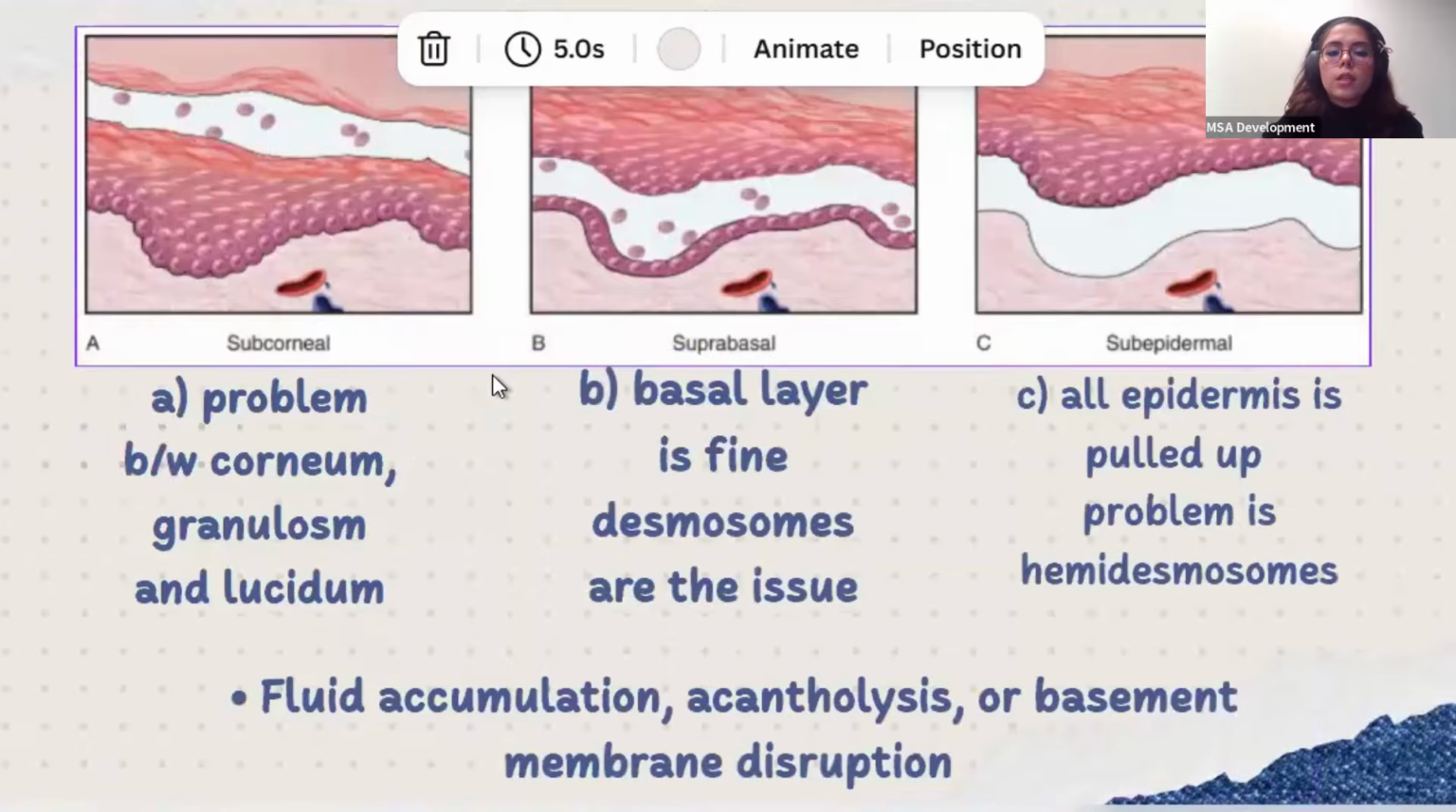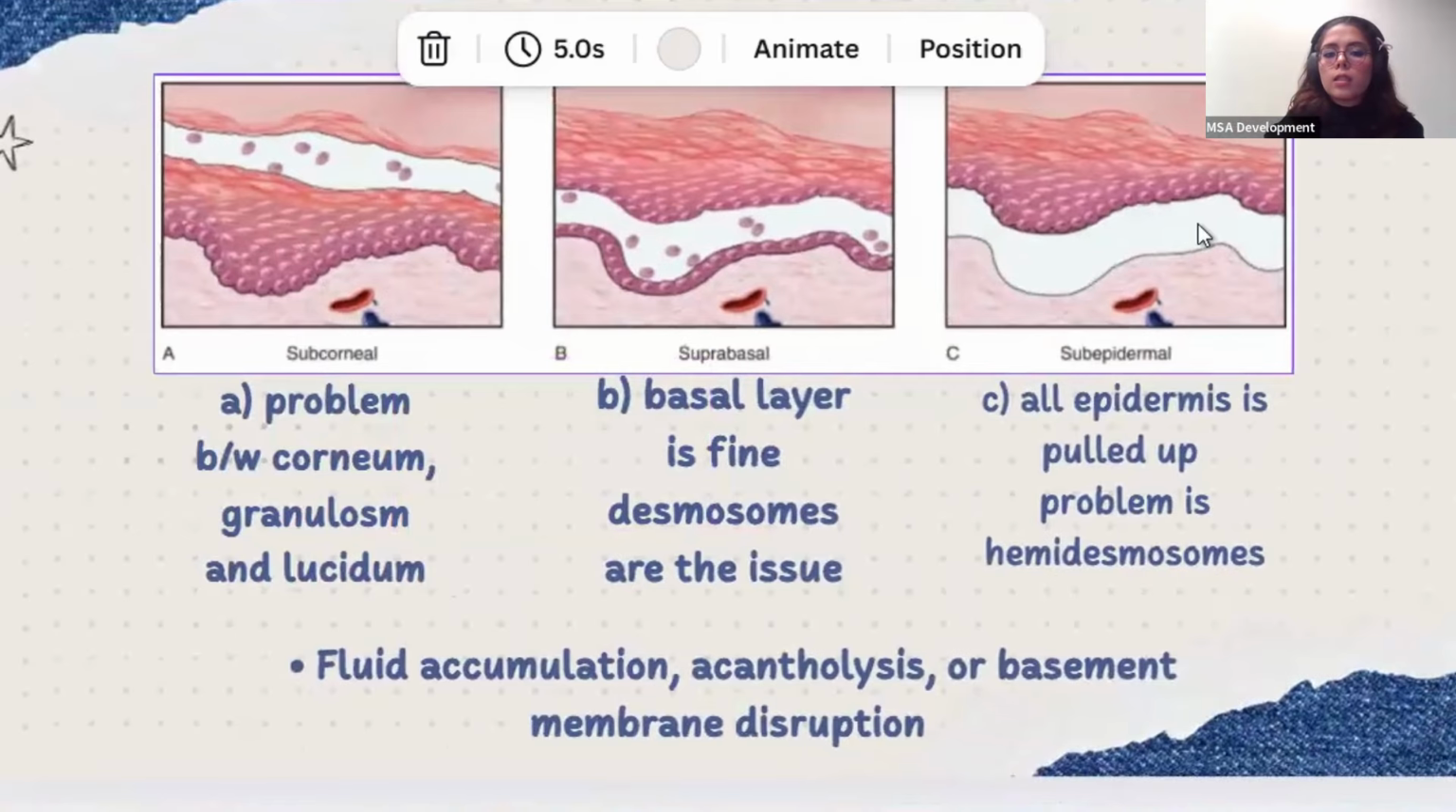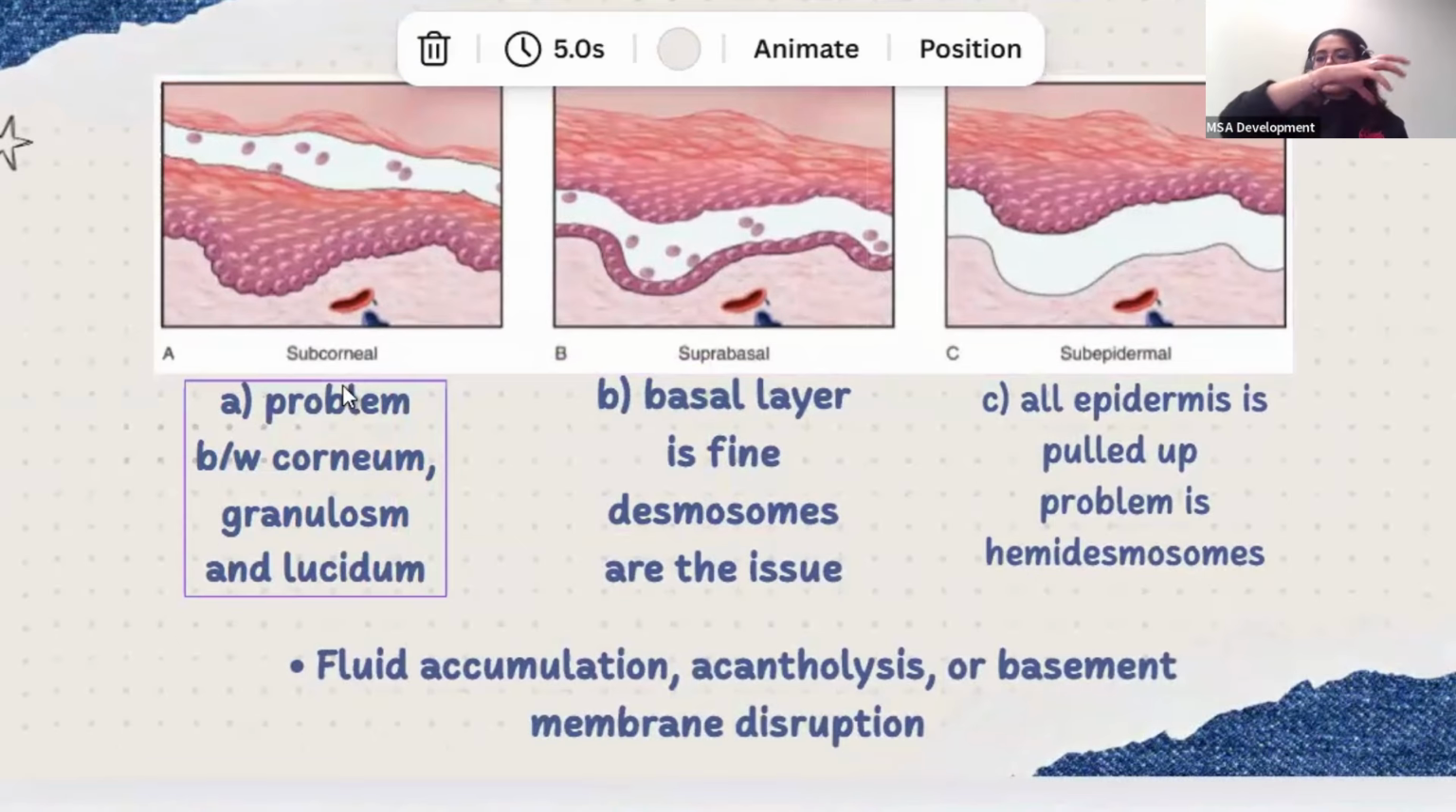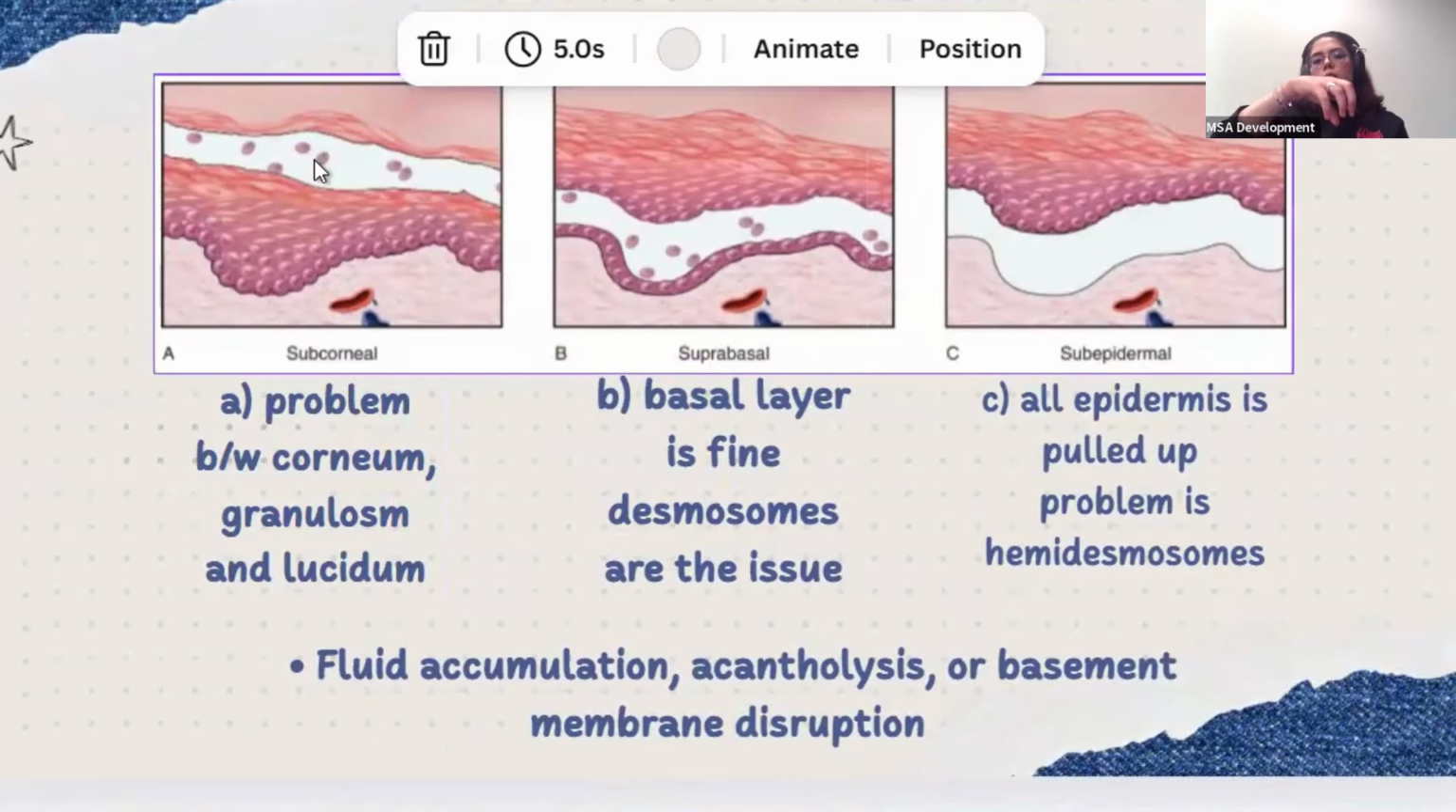Here you have the different blistering disorders. In the subcorneal type, the corneum layer is not attached to the granulosum layer anymore. In the suprabasal type, the basal layer is still intact, but the layer above it isn't, which I believe is the spinosum. In the subepidermal type, the whole epidermis is gone.